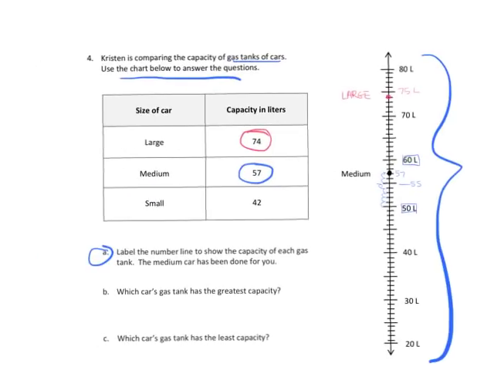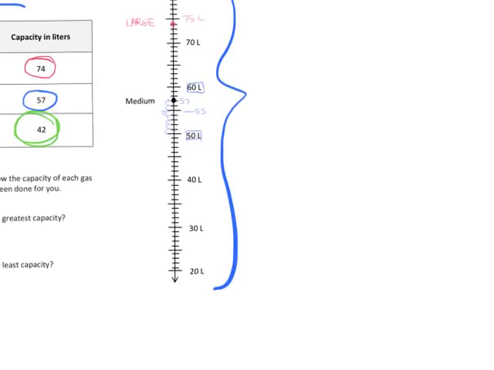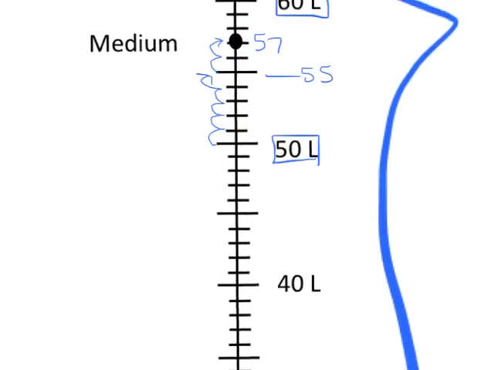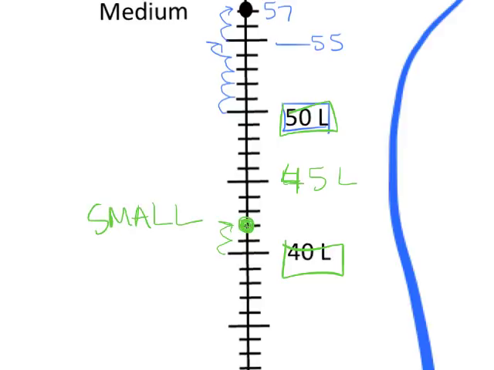And then let's do green. Small is 42. So we're going to go down, scroll, and zoom in. There's 40 down here, there's 50 up here. Right in the middle is 45 liters. So 42 is going to be 2 intervals up. And there's 42, and that's small.